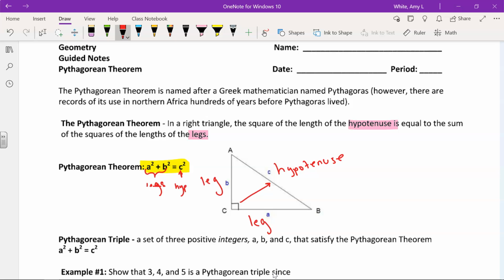Now, a Pythagorean triple is just a special set of side lengths, specifically where the numbers are all positive integers, right? Integers are just your positive or negative numbers that do not have any decimals or fractions in them, or are not irrational. So in this case, positive integers would be something like 3, 4, 5.